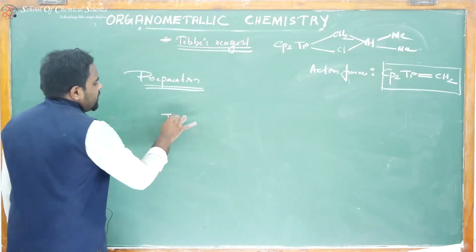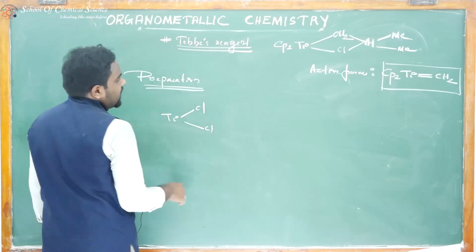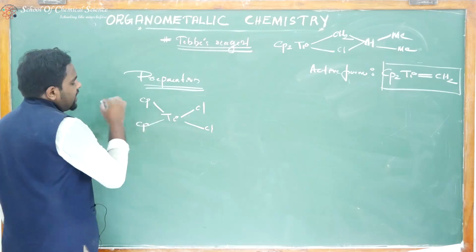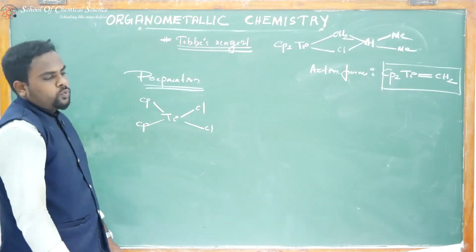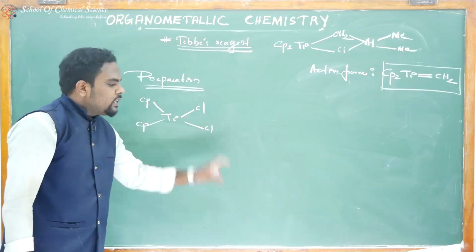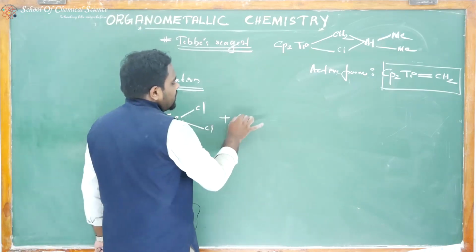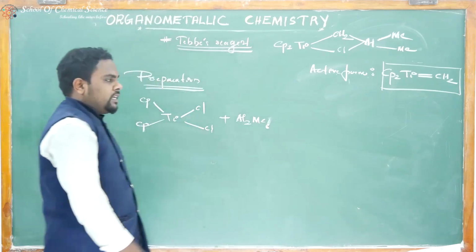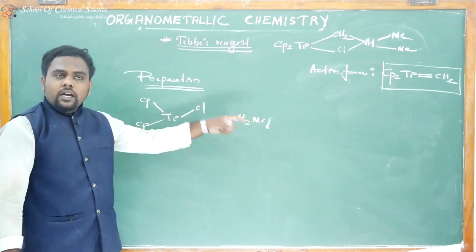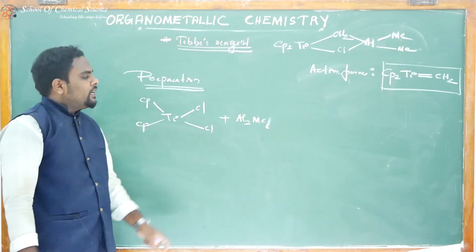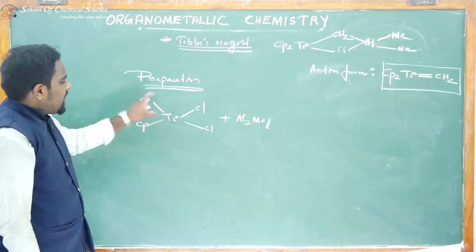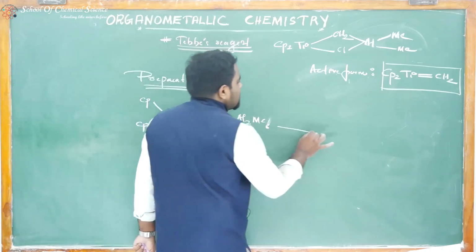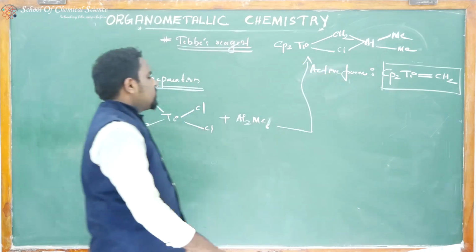Preparation: titanium tetrachloride, not titanium tetrachloride, Cp2TiCl2 on reaction with Al2Me6 or AlMe3. In some textbooks AlMe3 is there, but AlMe3 exists as its dimer Al2Me6. So Cp2TiCl2 on reaction with Al2Me6, this catalyst will be formed. So this is the reagent.